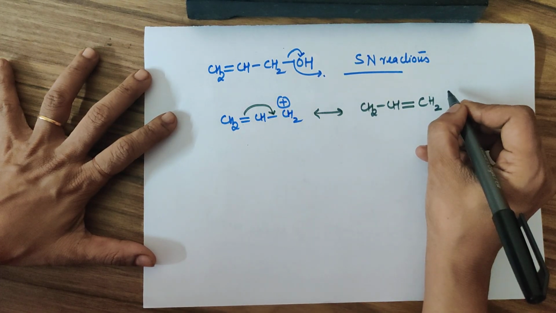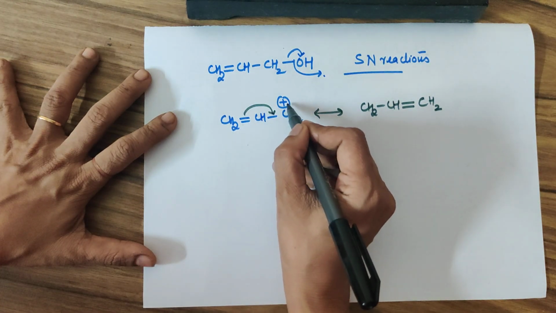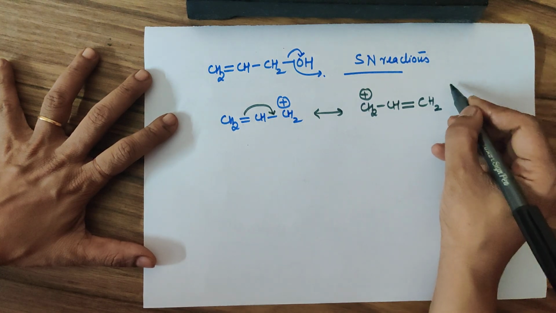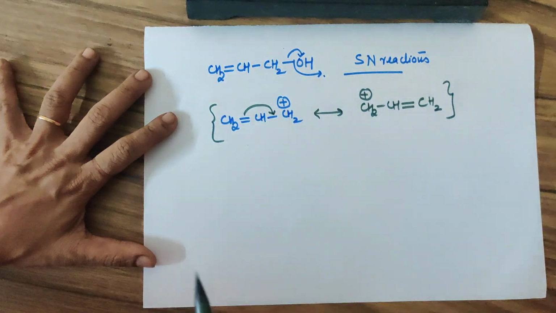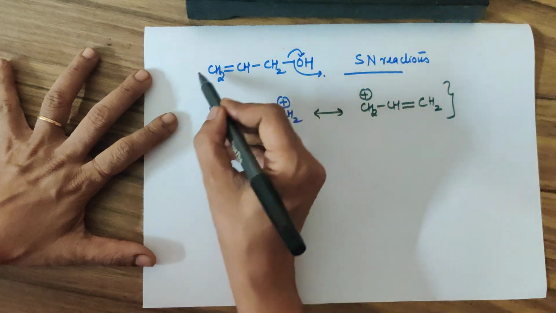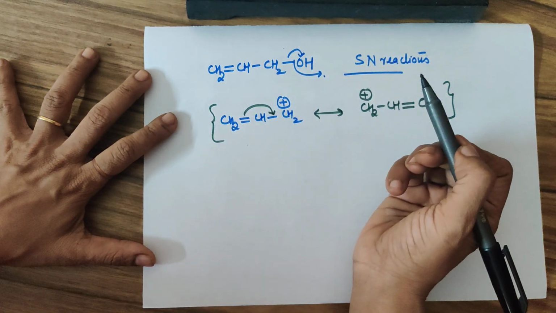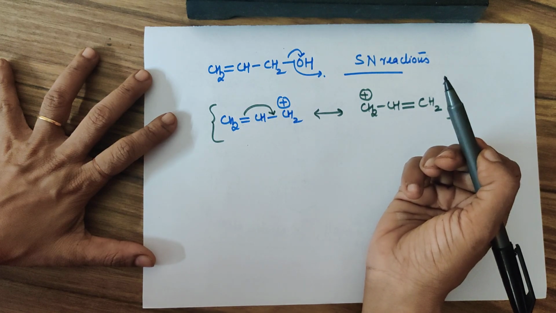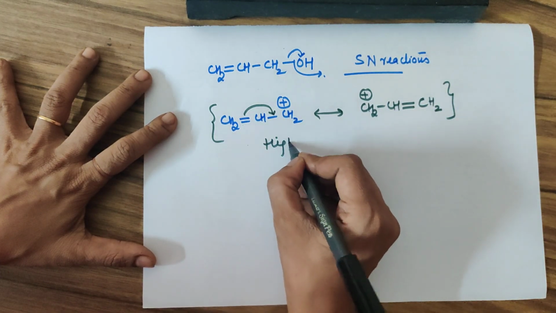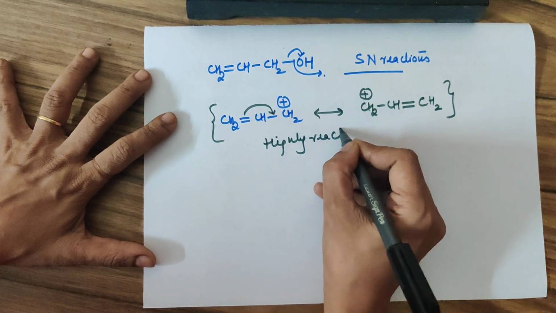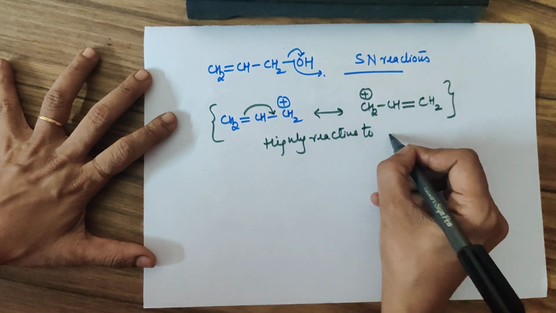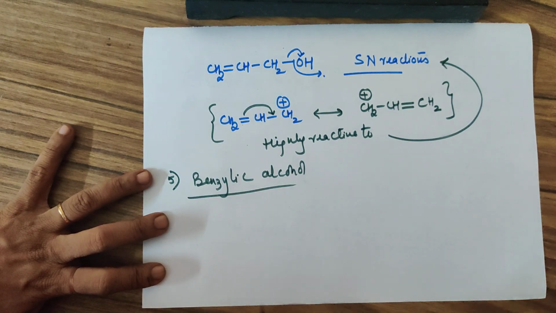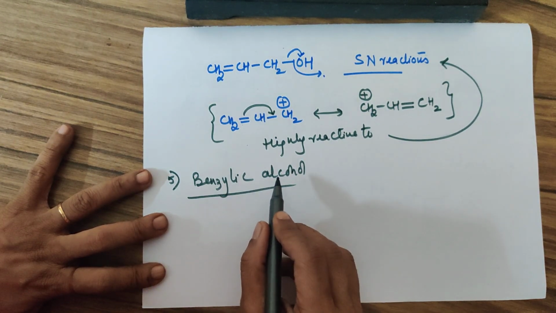This particular carbon gets satisfied because of the electron shift here, while this particular carbon has lost electrons, so this becomes positive. Now since this is resonance stabilized, an allylic alcohol can easily lose an OH group to cause a substitution reaction. So this is highly reactive for nucleophilic substitution reactions.